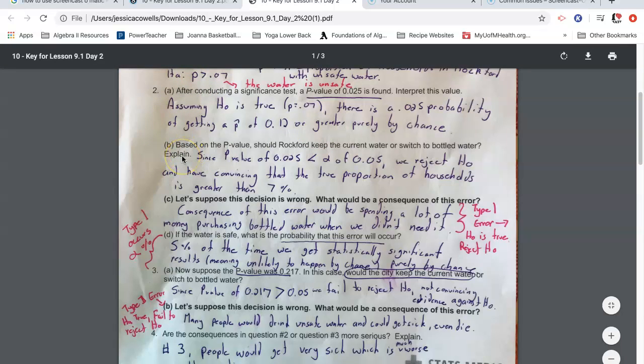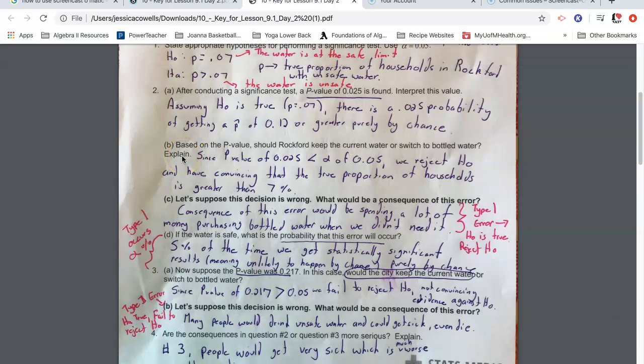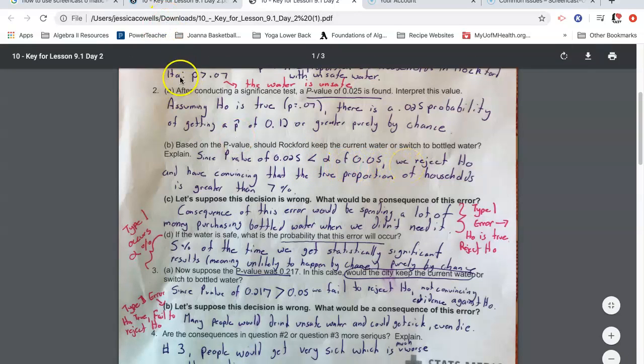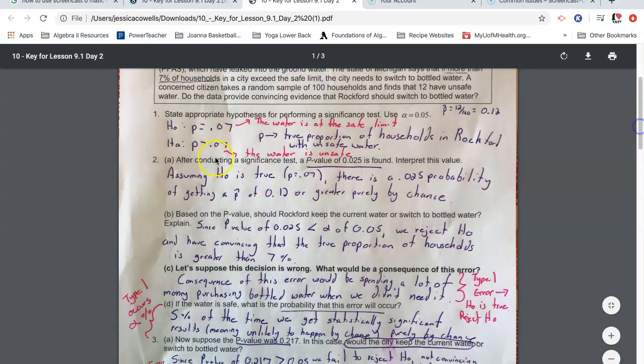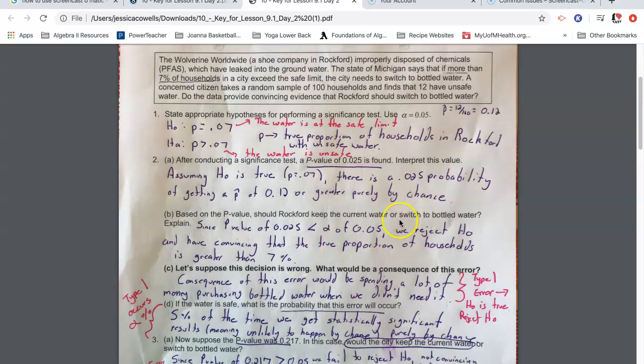Based on the p-value, should Rockford keep the current water or switch to bottled water? Our p-value is less than our significance level, so that means we should reject our null hypothesis. We should be rejecting that p is equal to 0.07. So we have convincing evidence that the true proportion of households is greater than 7%. And if that's the case, we're going to need to switch to bottled water.